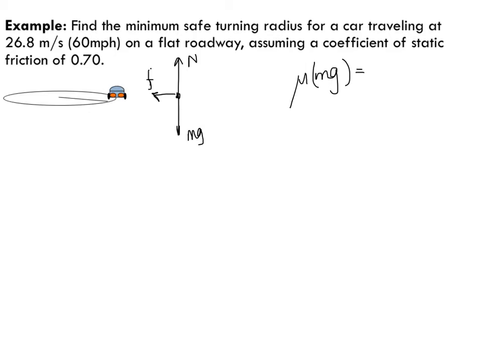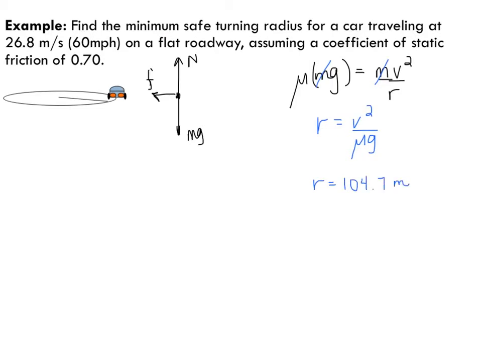And we want to set this equal to our centripetal force. So this is mv squared over r. Here we notice my m's cancel out. And I'm trying to solve for r, so I get r by itself is equal to v squared divided by mu times g. When you put in all of your values, you should get an r value of 104.7 meters.